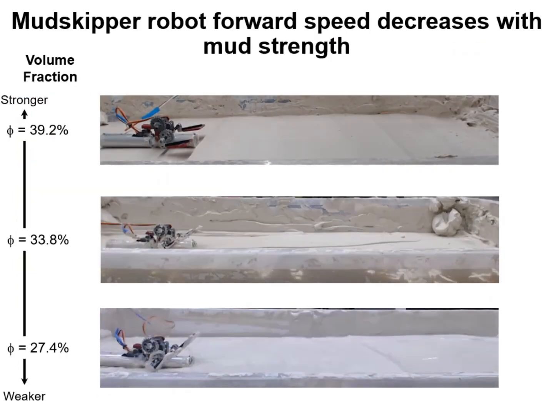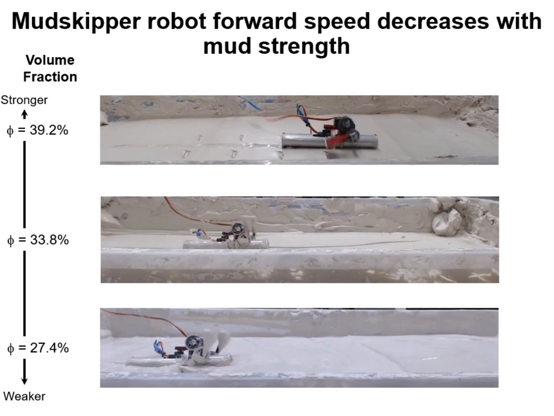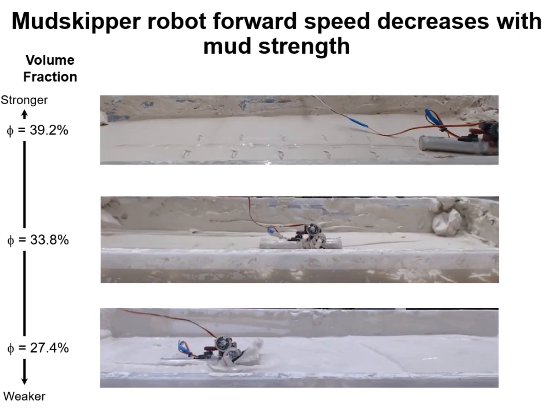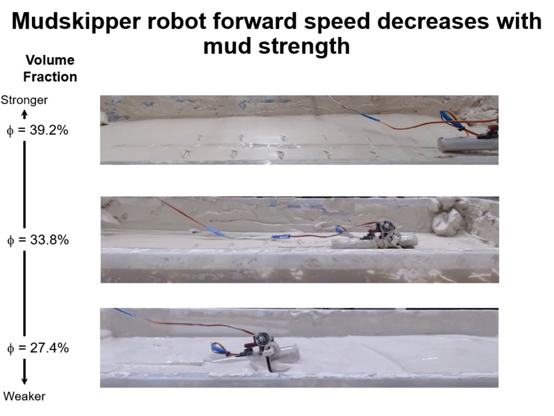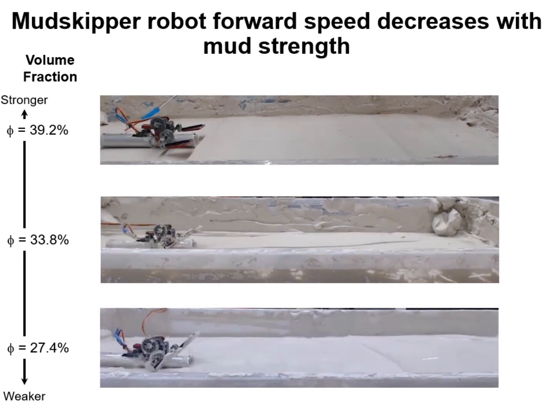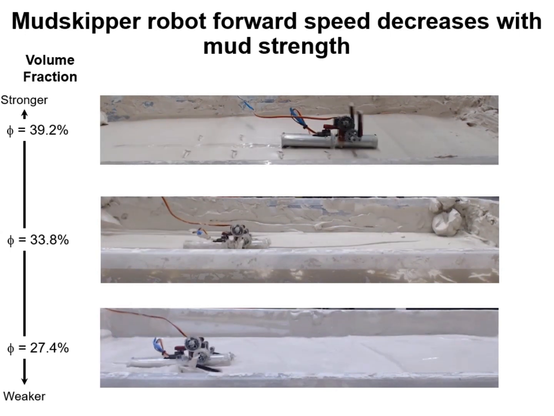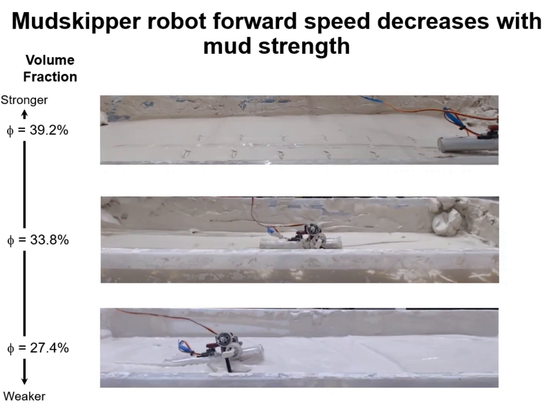Some preliminary observations from the initial experiments to demonstrate the potential of these robophysical models. For the Mudskipper robot, we varied the volume fraction of the mud that the robot would traverse and found that as the volume fraction and correspondingly the strength of the mud decreased, so did the robot's performance.